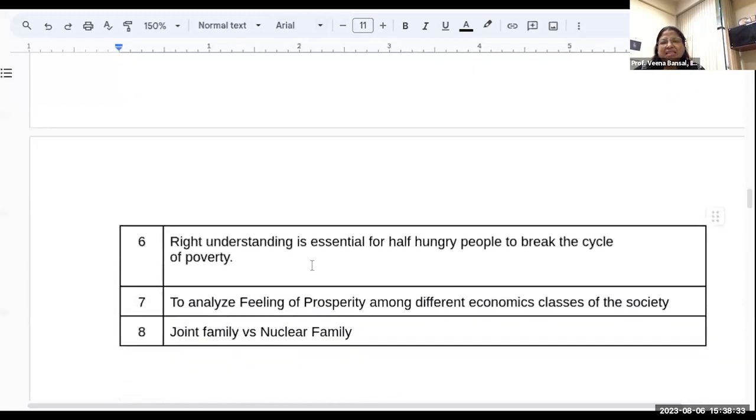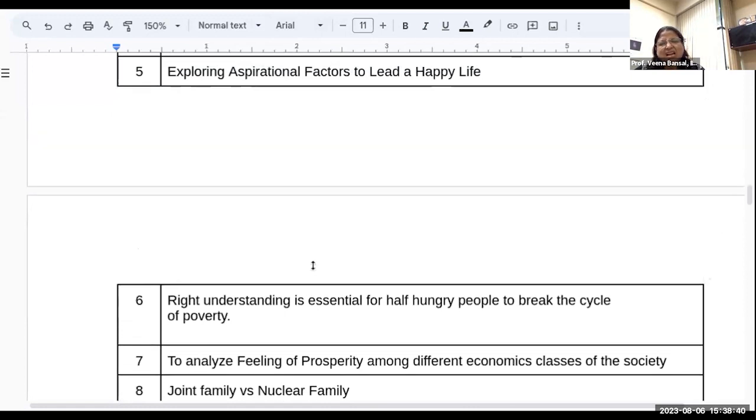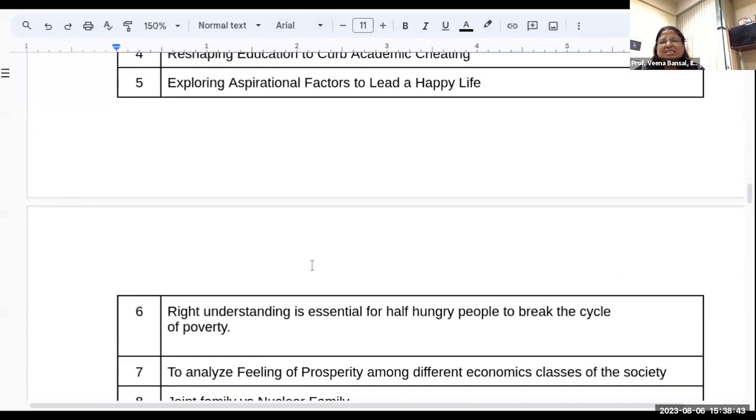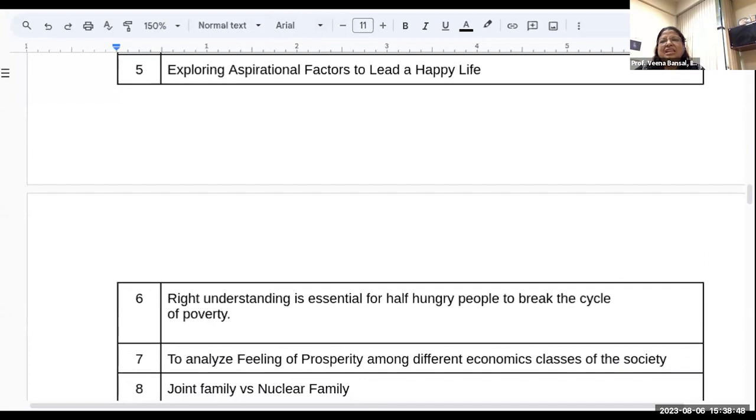So many such projects were conceived in this manner. We had a 2-hour session one day where students wrote their proposals, just half a page, not more than that, writing what they would like to do. For example, they asked, is right understanding essential for half-hungry people to break the cycle of poverty? So this was the title, and then in half a page, what people they will talk to and what methodology they will use. So this is how these projects were conceived.